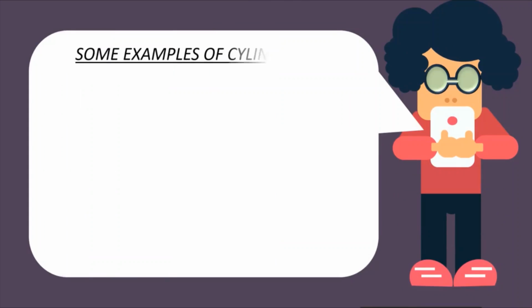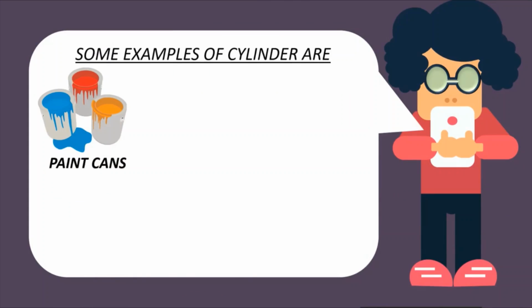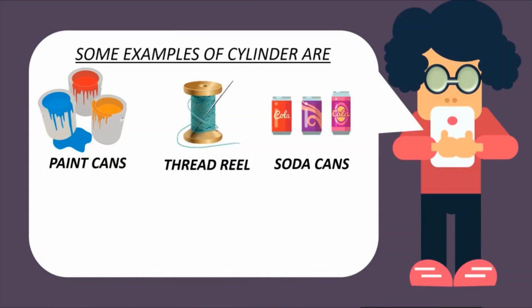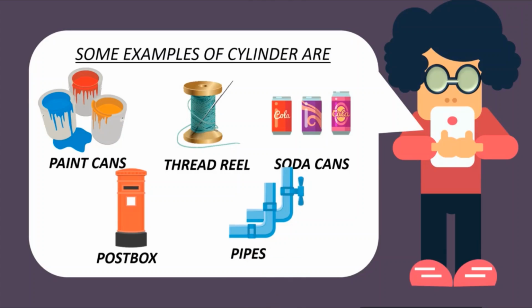Examples: a paint can, a thread reel, soda cans, which you are very familiar with, I am sure, a post box and pipes. So you may pick your water bottle or your soda can and see the number of edges and faces a cylinder has.